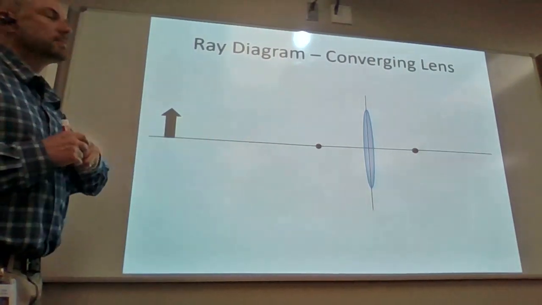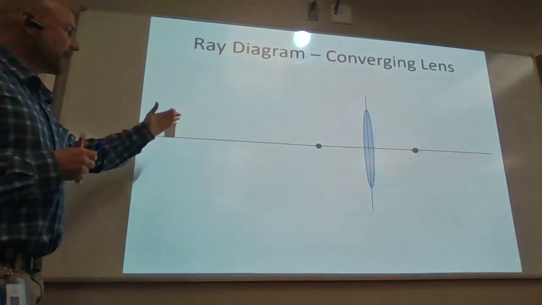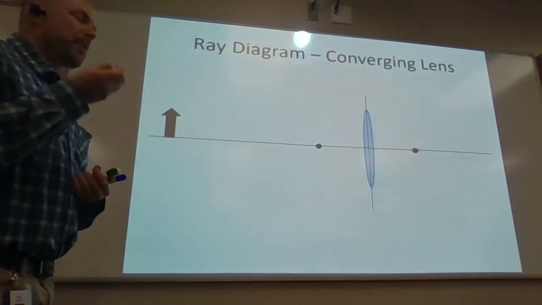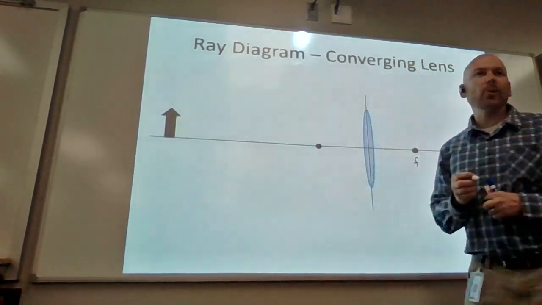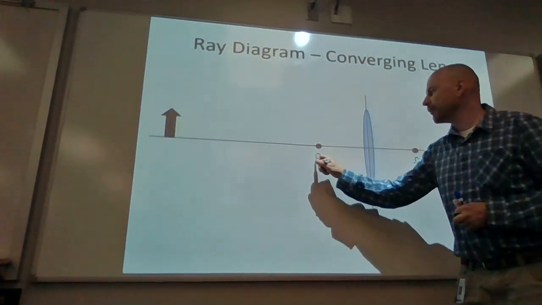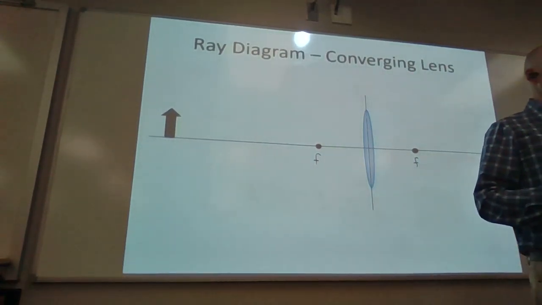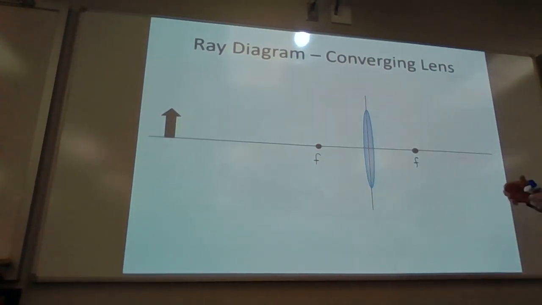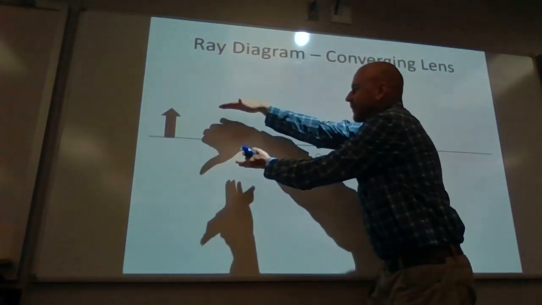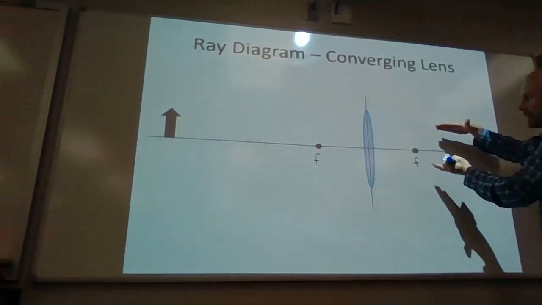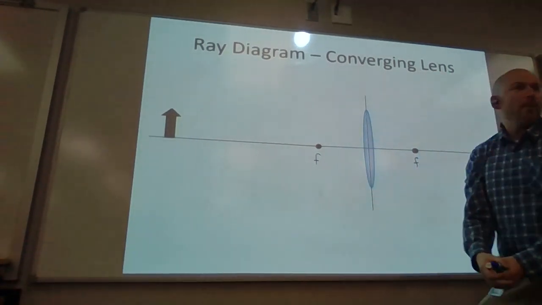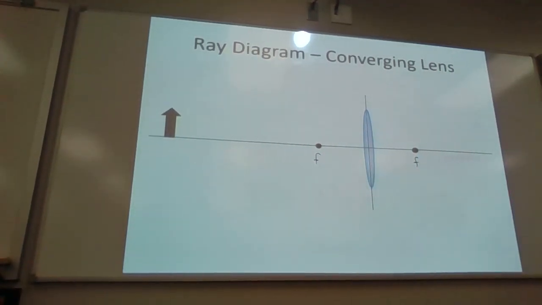You still have your principal axis. You've got your object. Okay, note this. I've got a focal point here, but I also have a second focal point. What's the deal? So I can go this way. I could also shine light going this way. So I get two focal points. I don't have a center. Okay.